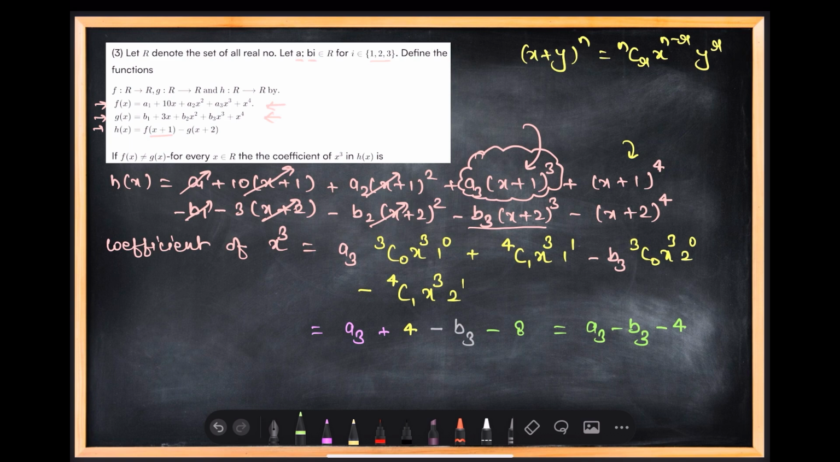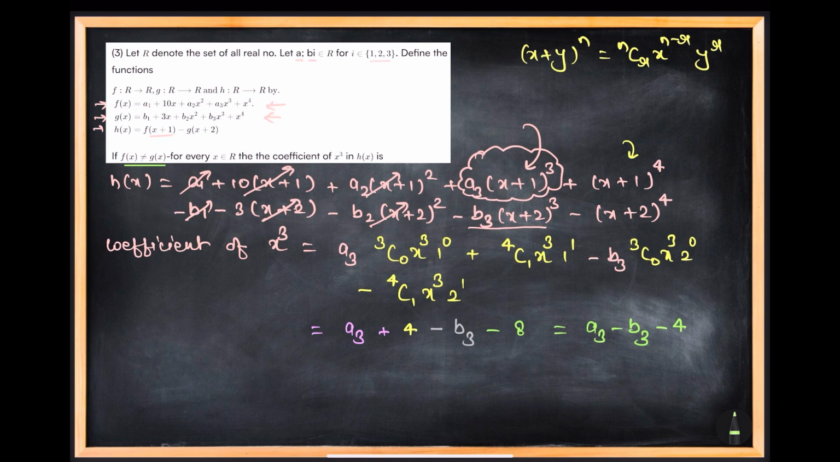To write down the final answer, we need to calculate a3 and b3 to get the final result. To cover that, they have given this information, and we will take help of that component. So we will equate f of x and g of x. They are saying that it is not equal, right? So look at this, how we will manage things.